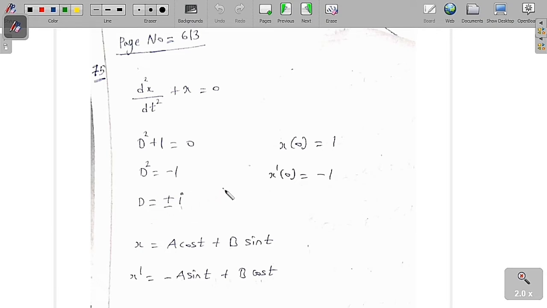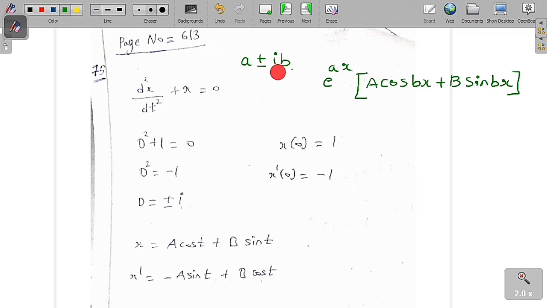I have already told you, whenever the roots are a plus or minus i b, then the equation is e to the power of ax into (a cos bx plus b sin bx). So whenever the roots are a plus or minus i b, the general solution is e to the power of ax into (a cos bx plus b sin bx).